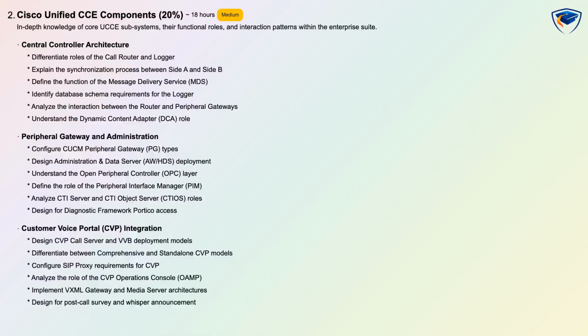The domain covers peripheral gateway and administration topics, including CUCM/MPG types, AW and HDS deployment, the Open Peripheral Controller and Peripheral Interface Manager layers, and CTI server and CTIOS roles. You will also learn CVP integration models, CVP call server and VVB deployment choices, SIP proxy requirements, VXML gateway architecture, and post-call survey and whisper announcement design.